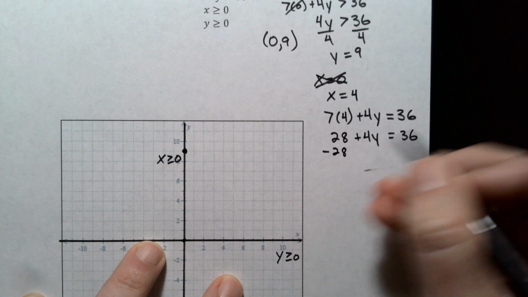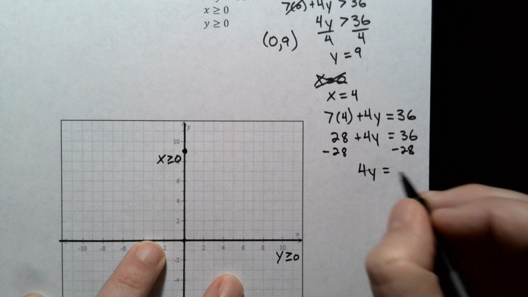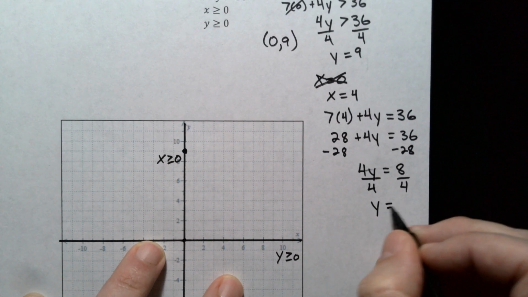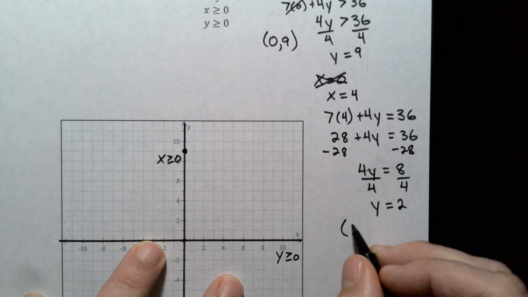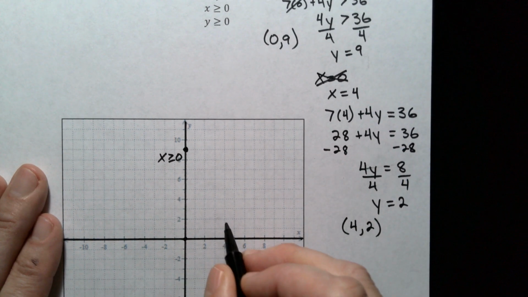If I subtract the 28 from both sides, I get 4y is equal to 8. And if I divide by 4, I get y is equal to 2. So the corresponding point when I plug in a 4, I get a 2 out for y. So 4 comma 2 is here.